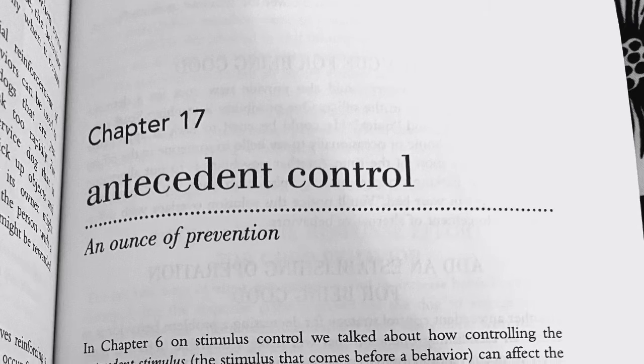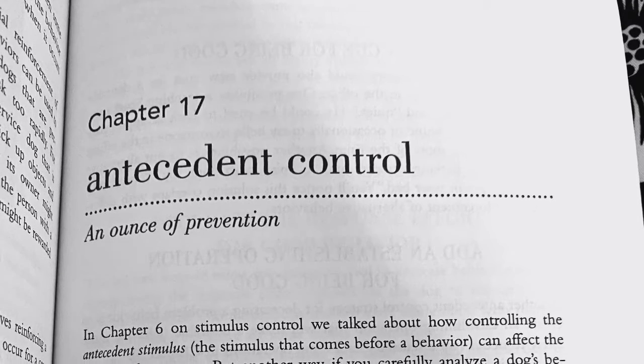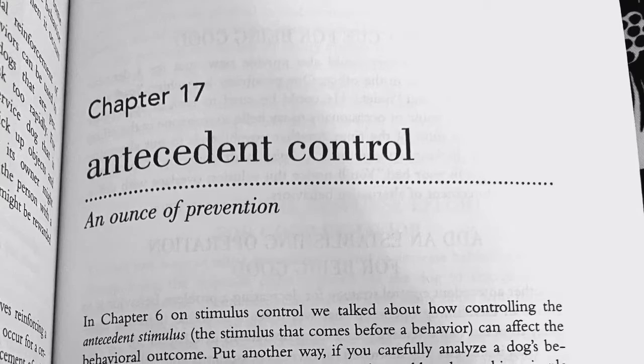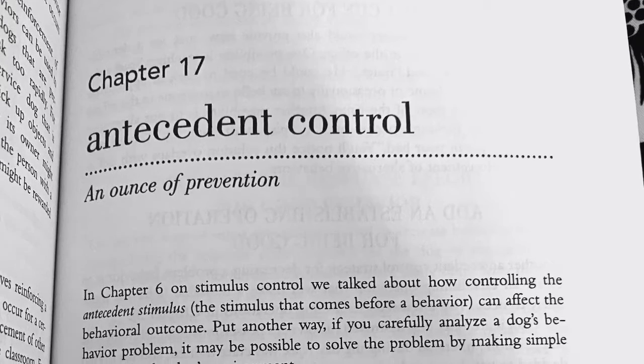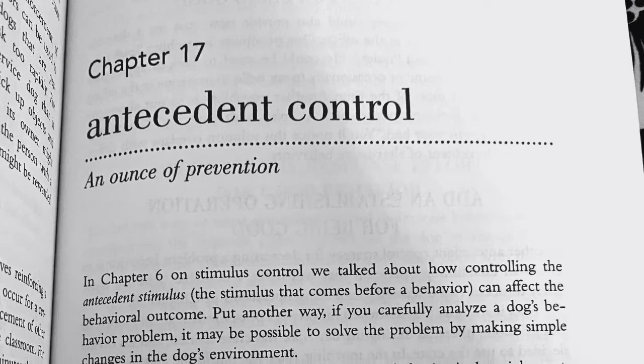Chapter 17, Antecedent Control, an ounce of prevention. In Chapter 6, on stimulus control, we talked about how controlling the antecedent stimulus, the stimulus that comes before a behavior, can affect the behavioral outcome.